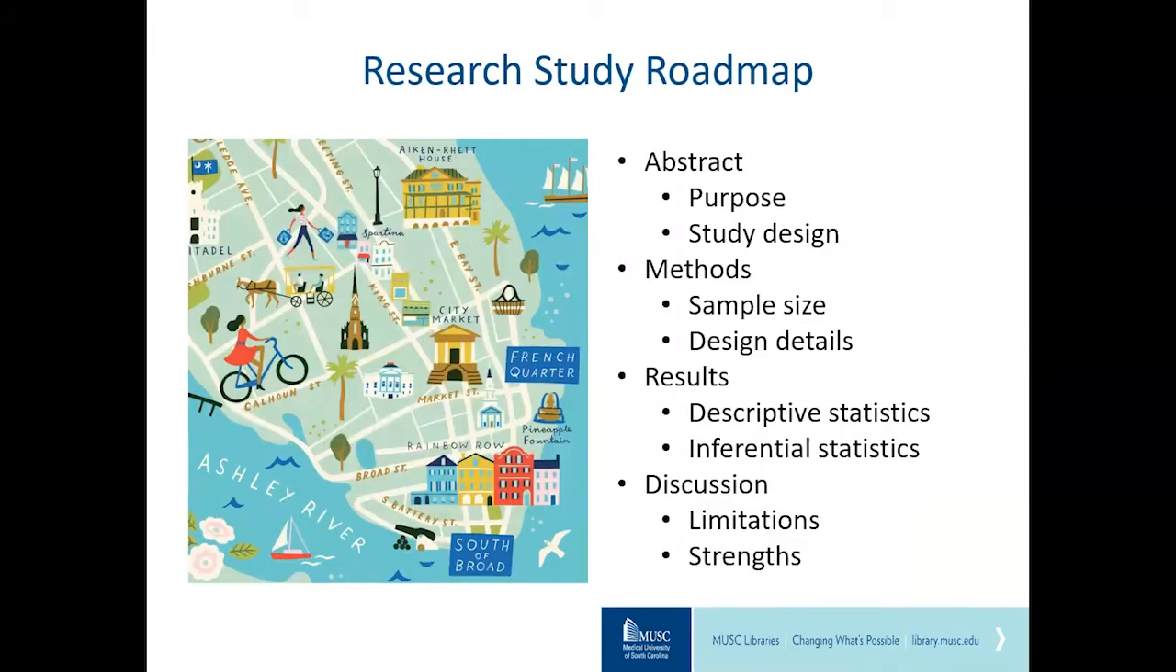The good thing is that research studies typically follow a roadmap. This allows us to find certain items in certain spots almost every time. So the abstract is always going to provide you information about the purpose and the study design. The method section is going to give you, among other things, design details and sample size. The results will then give you both descriptive and inferential statistics, which is that statistical significance we keep talking about. And then the discussion is really going to focus on strengths and limitations of the article, as well as tie everything together into a narrative conclusion.